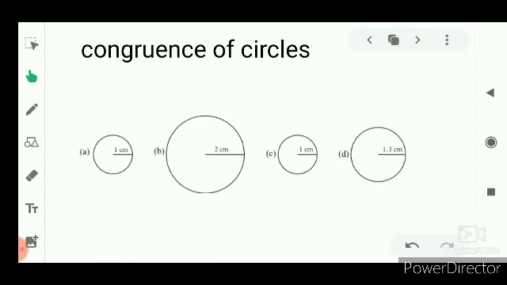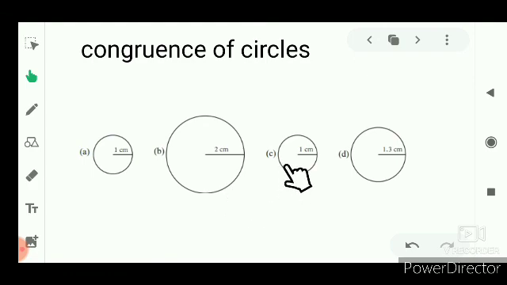Okay. Now we have seen the congruence of circles. Two circles are said to be congruent if their radii are equal. Here the radius is 1 centimeter. Here the radius is 2 centimeters. So these two are not congruent to each other.